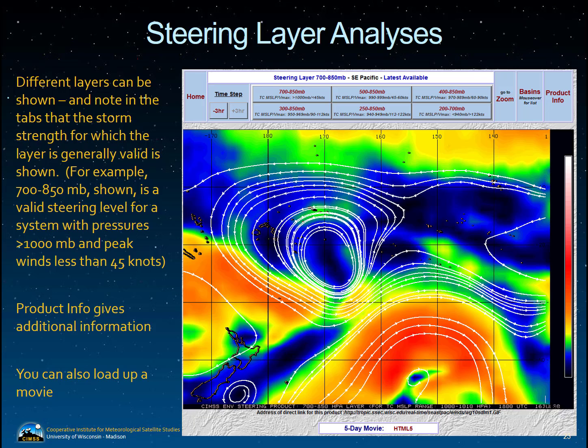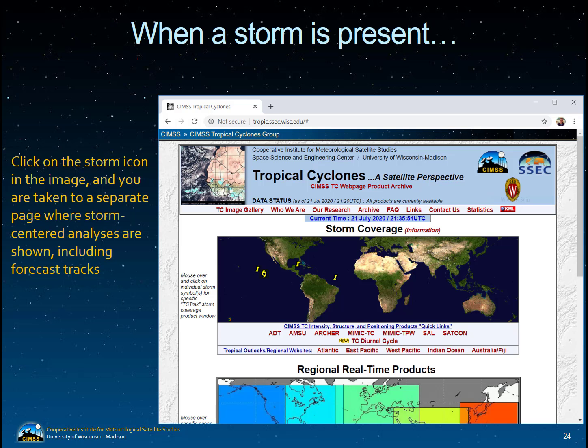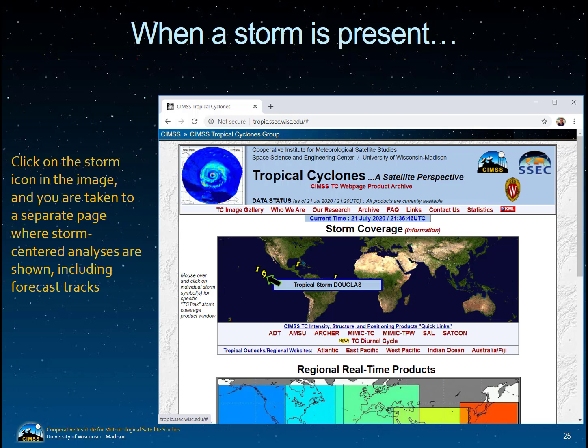If you have a very strong storm, so the mean sea level pressure is less than 940 millibars and the maximum wind exceeds 120 knots, maybe you should look at the 200 to 700 millibar winds as a steering level. When a storm is present, if you click on the icon, you are taken to a separate page where there are storm-centered analyses, including forecast tracks.